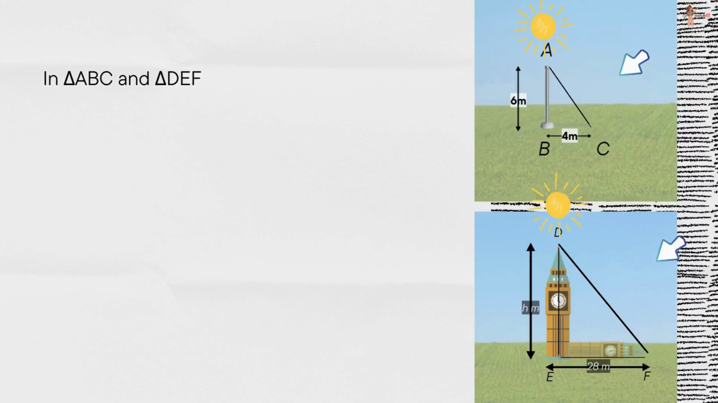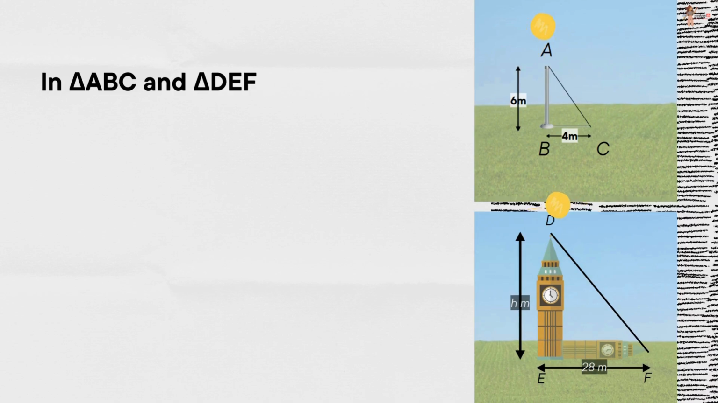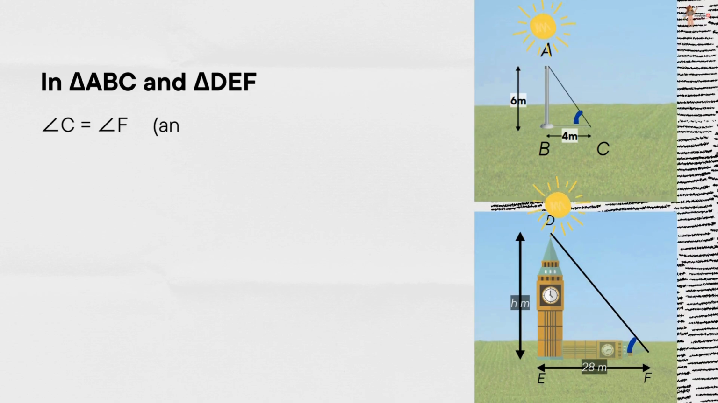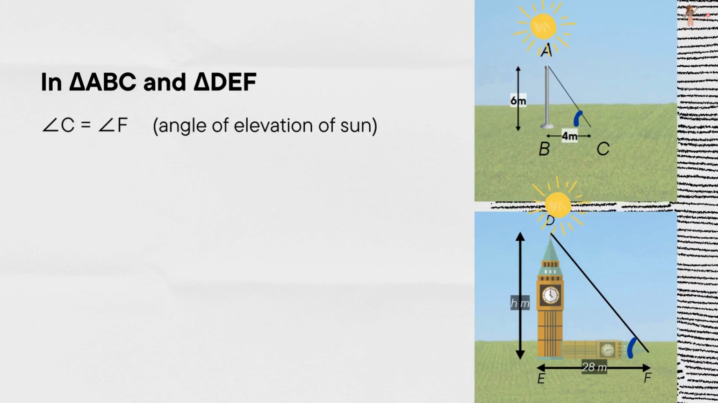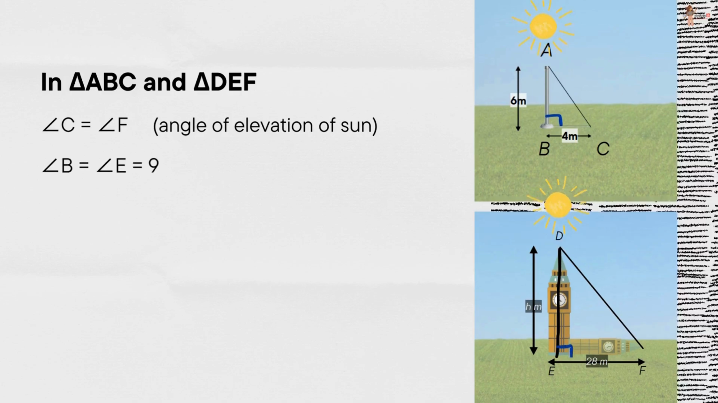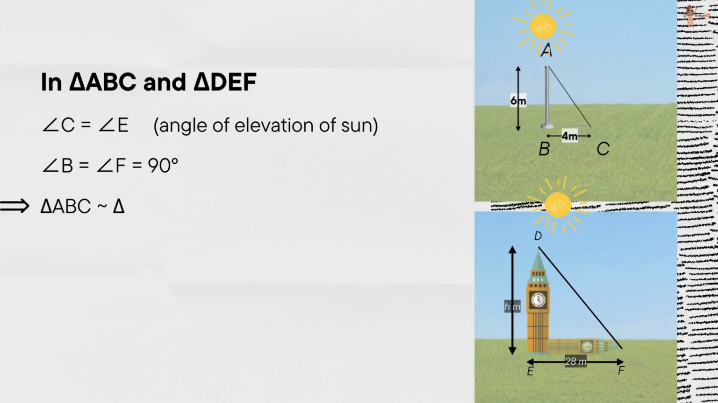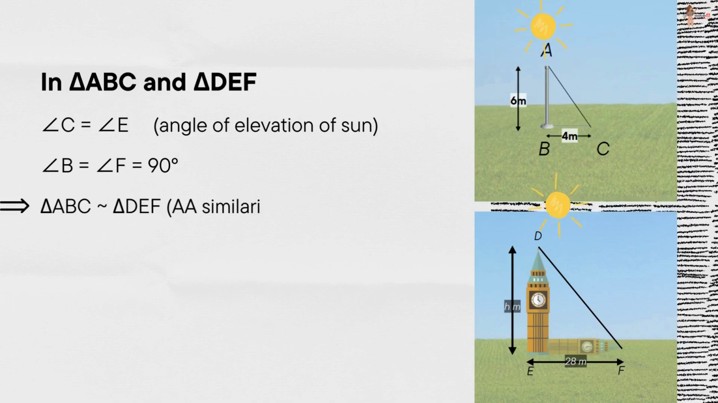Now in triangle ABC and triangle DEF, angle C is equal to angle F because the angular elevation of the sun is the same. Angle B is equal to angle E, both equal to 90 degrees. Therefore, triangle ABC is similar to triangle DEF via AA similarity criteria.